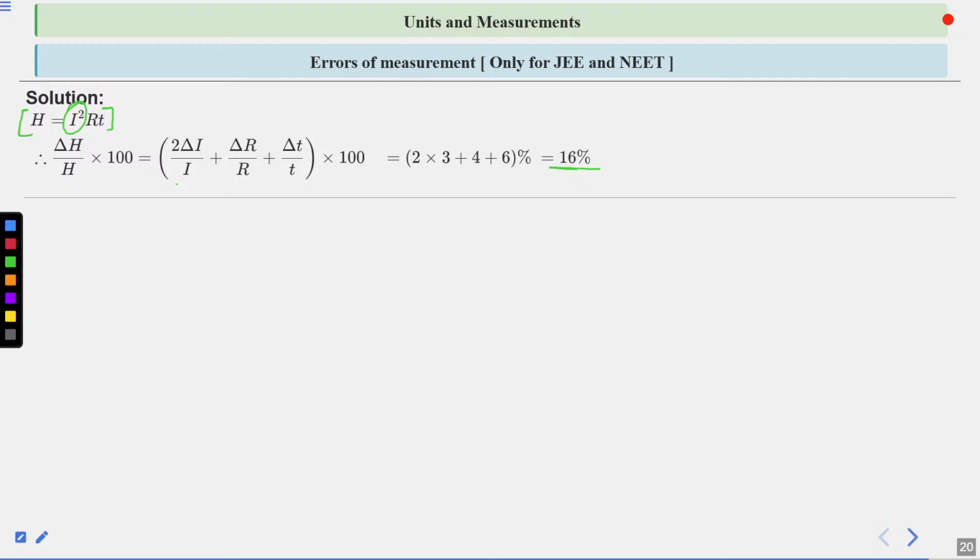So here the formula is H is equal to I square RT. So the relative error is delta H divided by H. Yes or no? So delta H by H is equal to power comes outside, 2 into delta I divided by I plus delta R divided by R plus delta T by T. So just substitute the given value. You will get the correct answer.